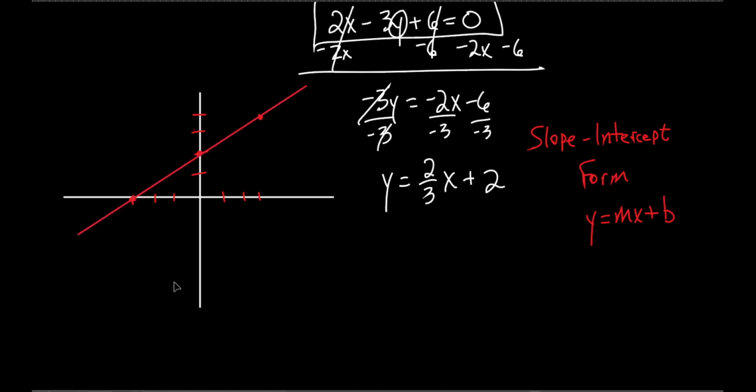This way? What do you mean this way? That would be a negative. This is positive right here. This is a positive slope, positive 2/3, right? Because from left to right, we're going up.